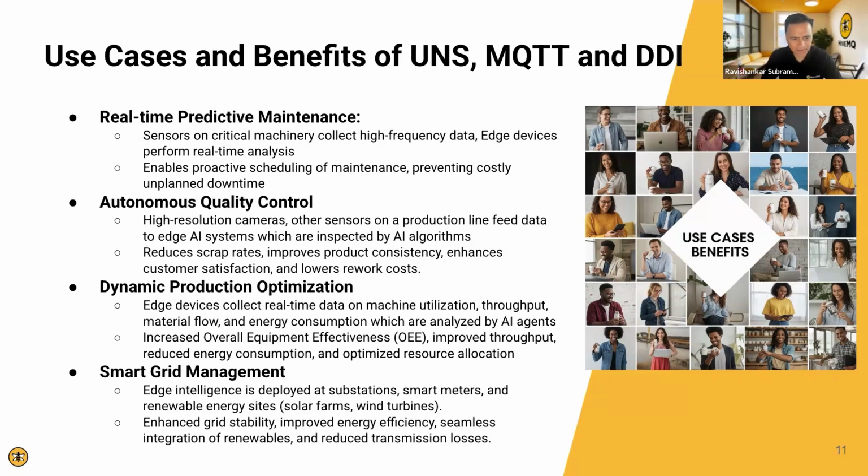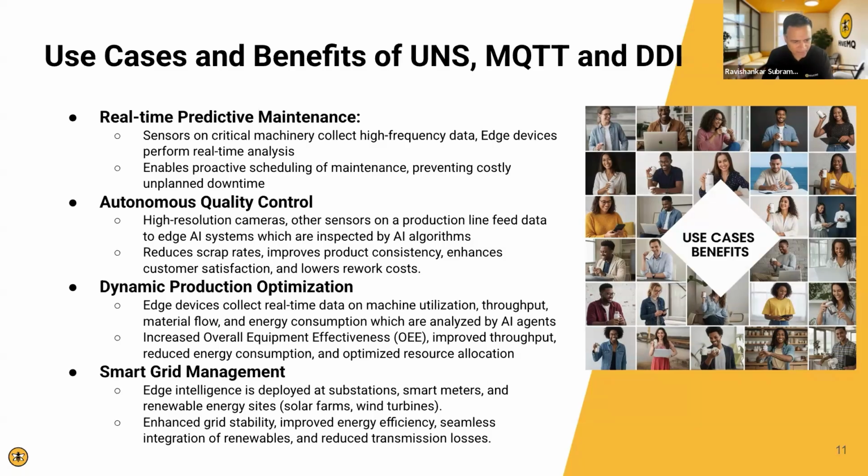And the third is dynamic production optimization. Again, it's all about ensuring that your overall equipment effectiveness is high. And how you do that is by collecting real-time information on machine utilization, throughput, material flow, and energy consumption, which is absolutely important. It is at the forefront of all the things that you want to do from a sustainability perspective, for example, for a lot of companies. That helps you improve your OEE, as we like to call it, improve your throughput, reduce your energy consumption, and then optimize your resource allocation.